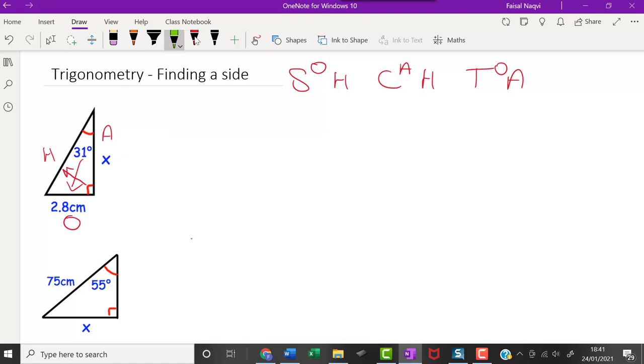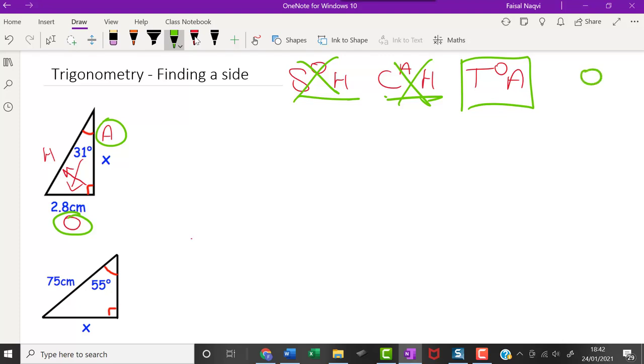And then I have to say, which sides do I have or which sides do I want? Well, I have my opposite and I want my adjacent. And I say, which trig ratio has O and A in it? The first one has O and H, that's no good. The second one has A and H, that's no good. And the third one has O and A in it, so that's the one I'm going to use.